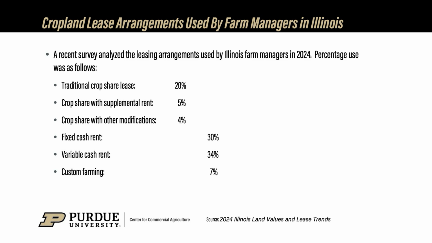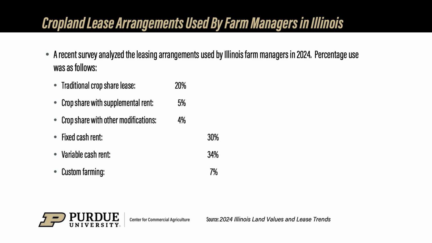Yeah, so an interesting perspective. You looked at some results from a recent survey of farm managers in Illinois with respect to the kinds of leases that they were using, and those results are kind of interesting. Yeah, every year the Illinois Professional Farm Management Association, along with the land appraisers, do a survey related to leasing arrangements. And so this is the 24 results.